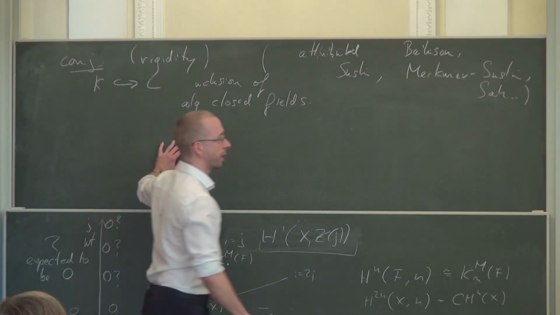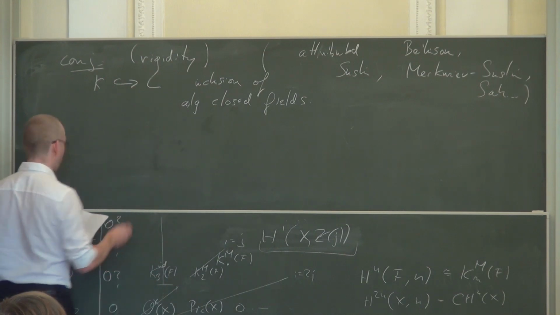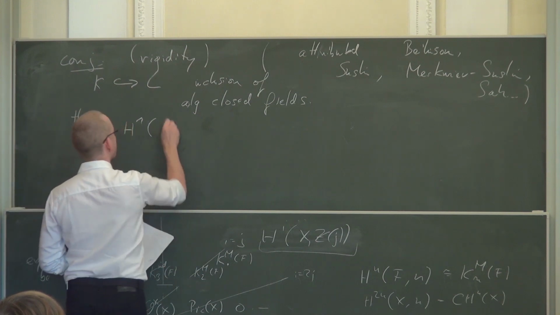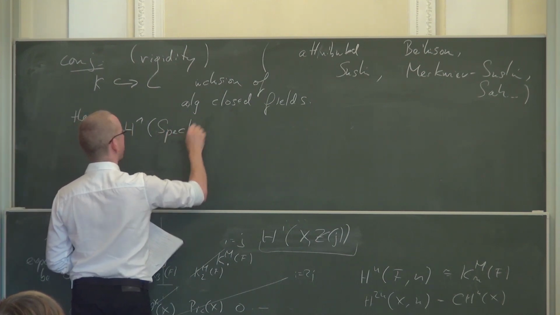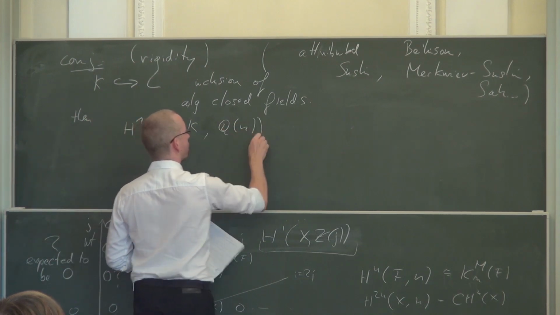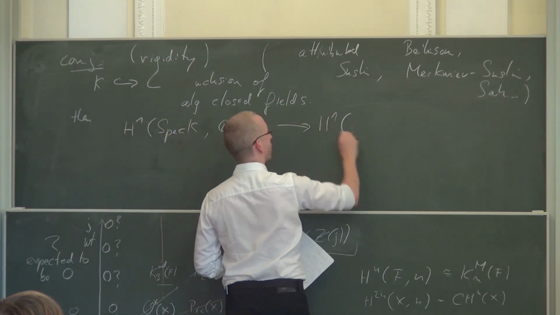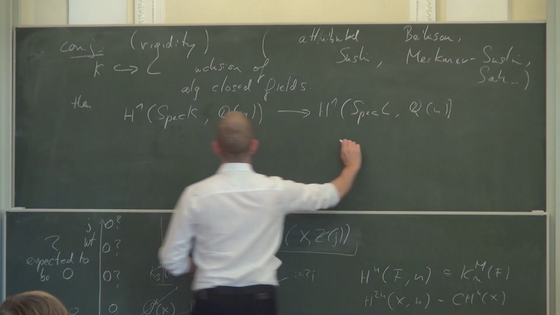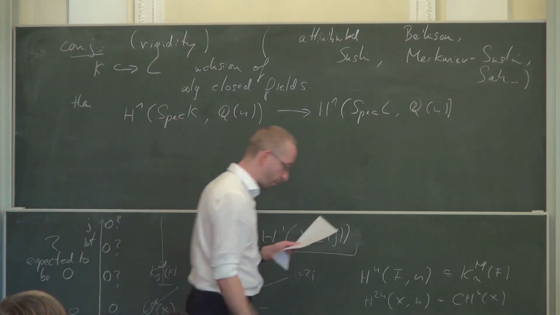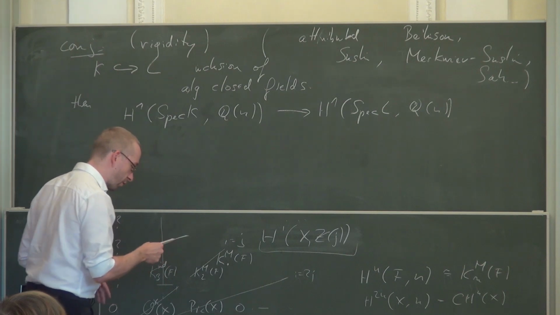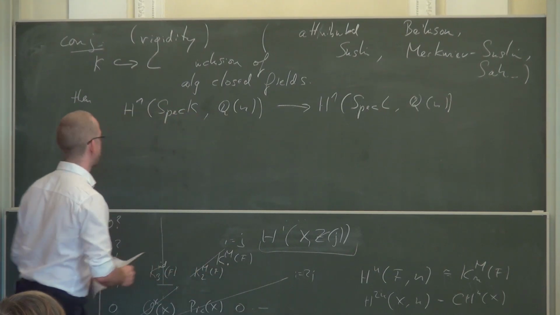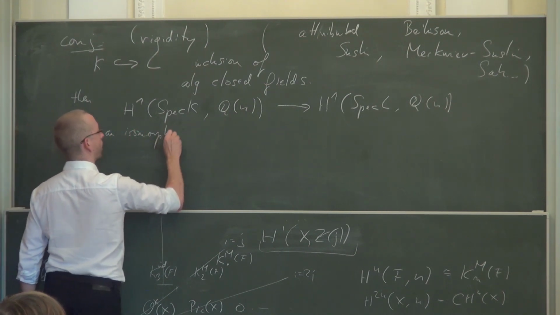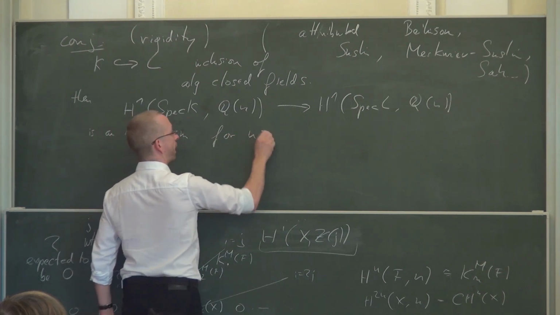Then there is a natural map of Motivic cohomology. Namely, we go from H1 of the spectrum of K with Qn coefficients to H1 of spec L with Qn coefficients. I guess what we already know from general nonsense is that this is a split injection. But the conjecture asks that this is an isomorphism, for n greater or equal 2.